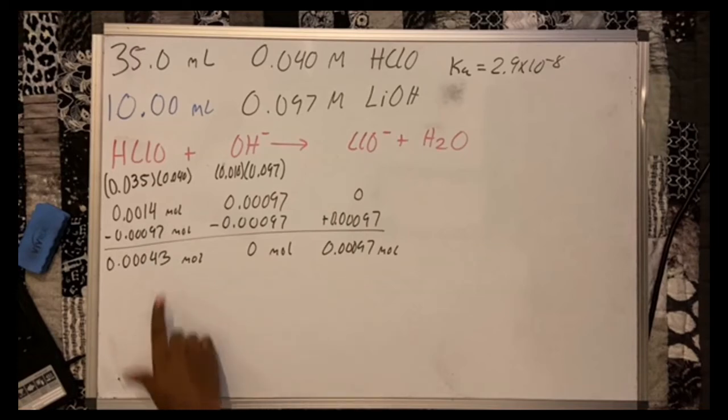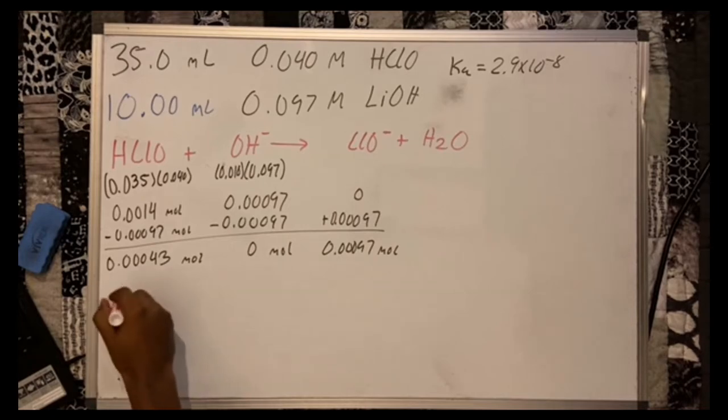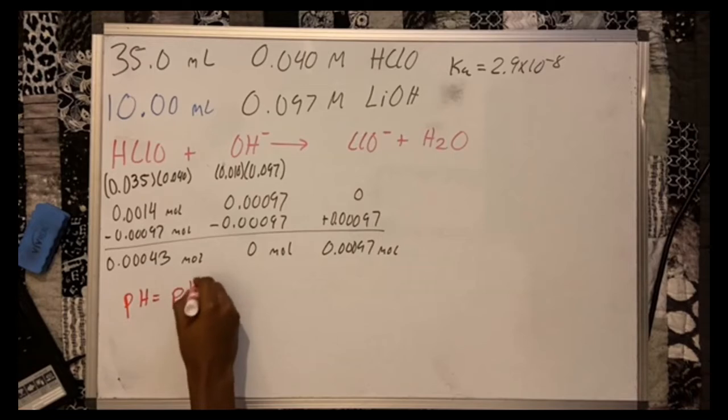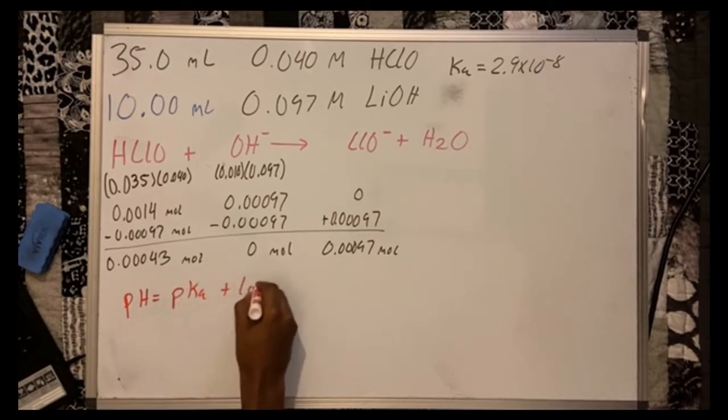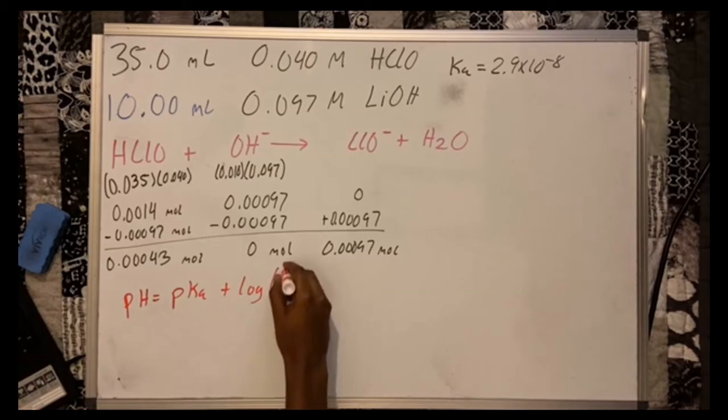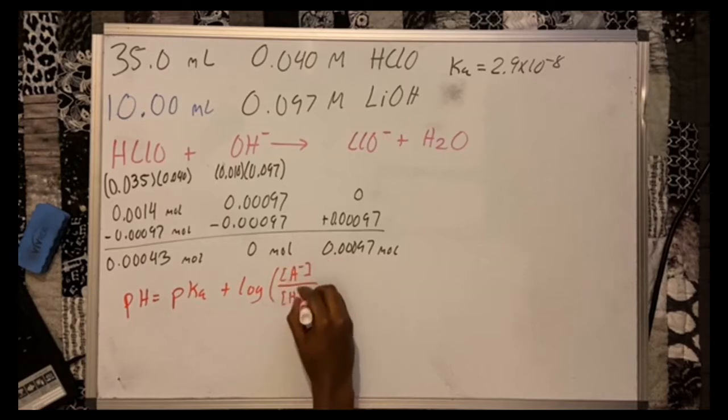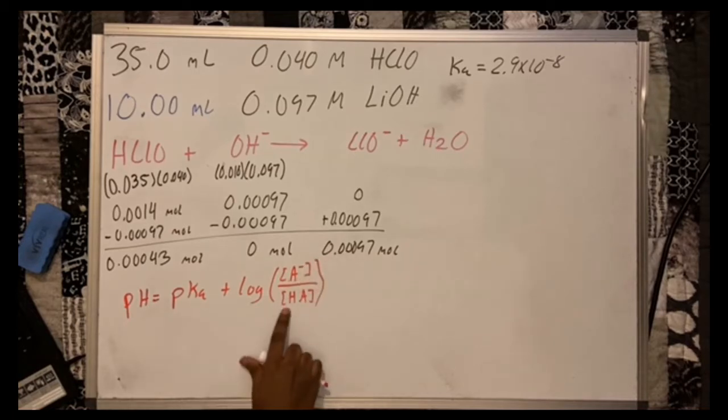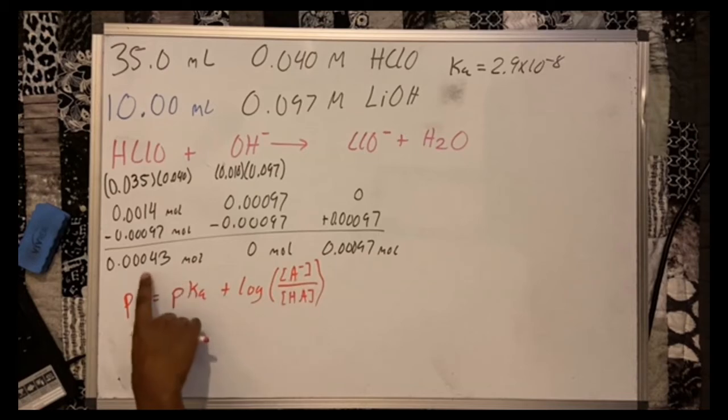So we go look in our equation sheet, grab our Henderson-Hasselbalch: pH equals pKa plus the log of the base, so A minus, over the acid. Usually those are concentrations, but since we're going to divide them by the same volume, it works with moles.